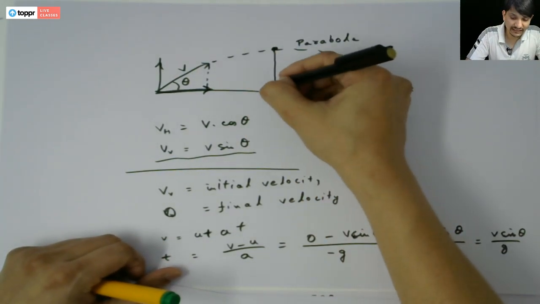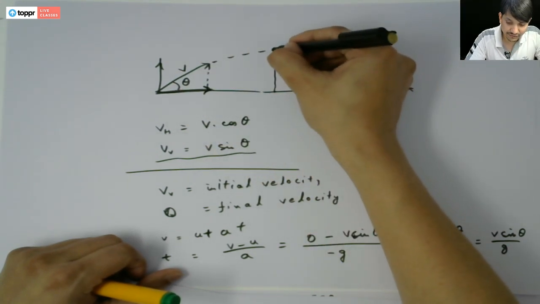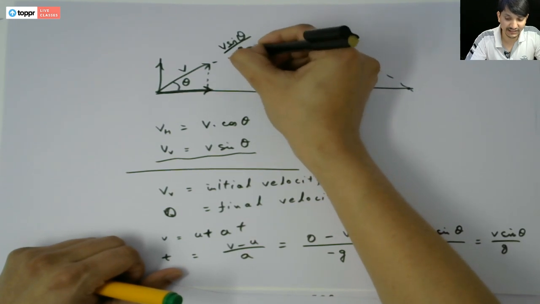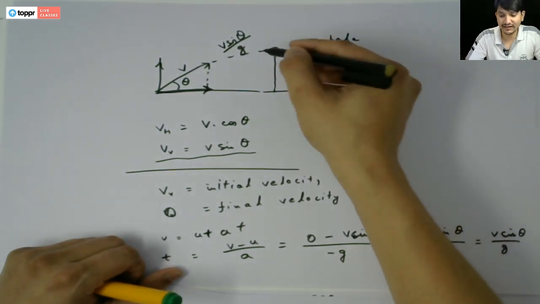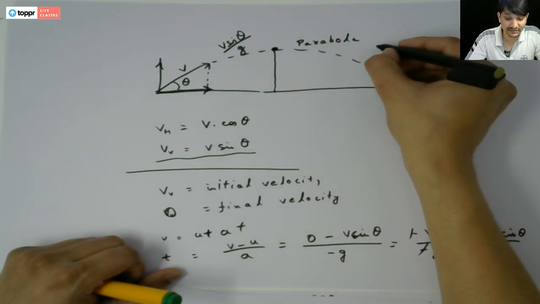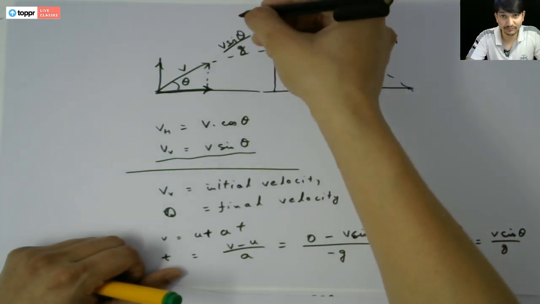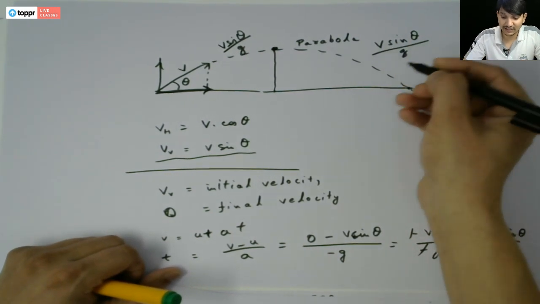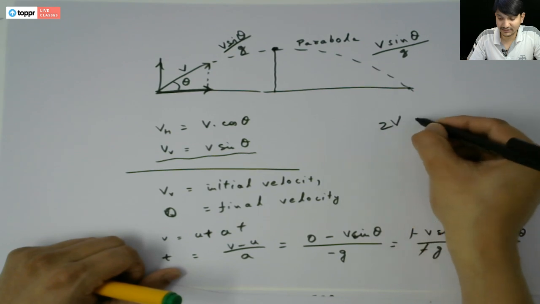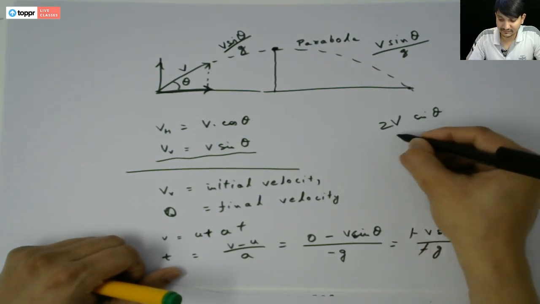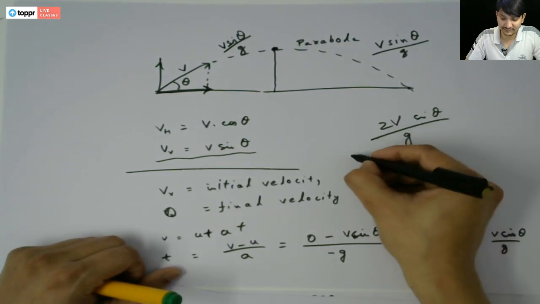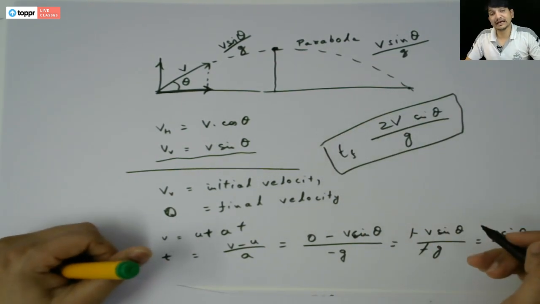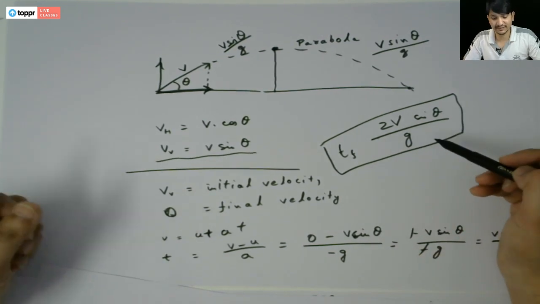Now we know that in going up to this height we needed v sin theta by g. So by symmetry we know that the same time will be taken coming down. Time to go up is equal to time to go down, v sin theta by g. So total time of flight is 2v sin theta by g. So we are taking time of flight equals 2v sin theta by g.